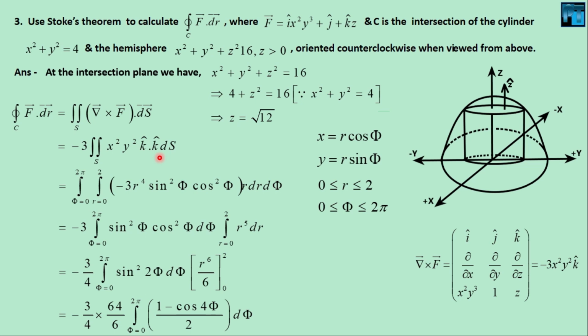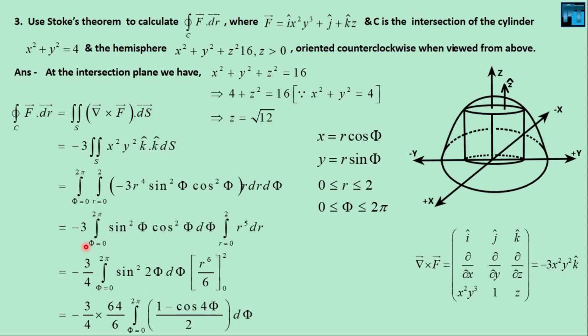Now, I have already told you that the surface is an intersection between a cylinder and a hemisphere, and that's why these surface parameters are in cylindrical format, and that's why this dS is actually in cylindrical format, r dr d phi. And after putting in all the parameters, we can have this type of integration.